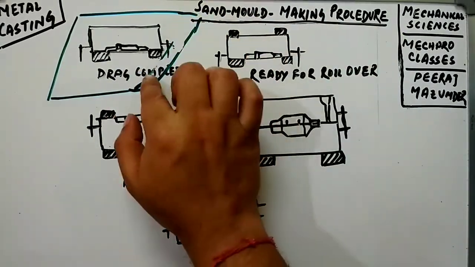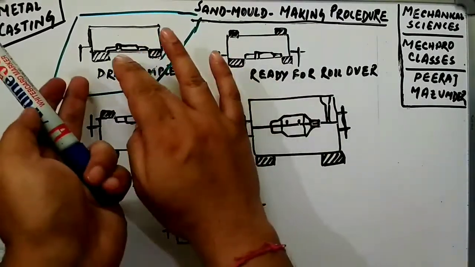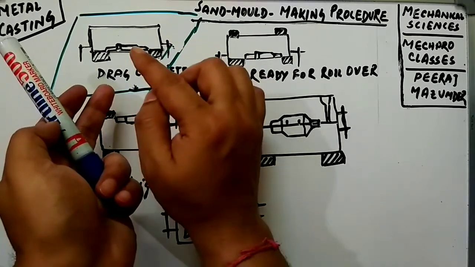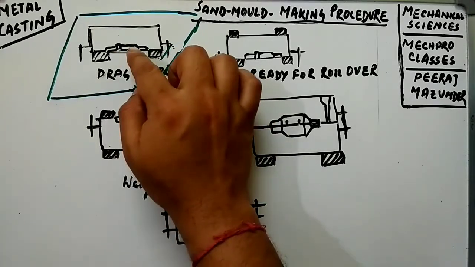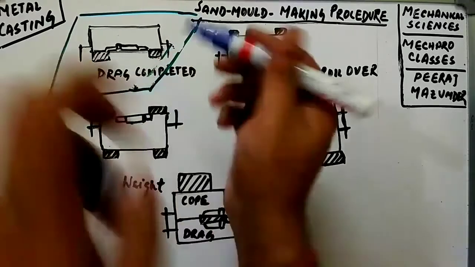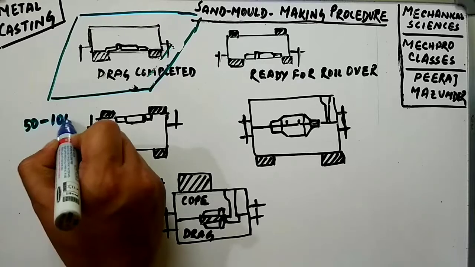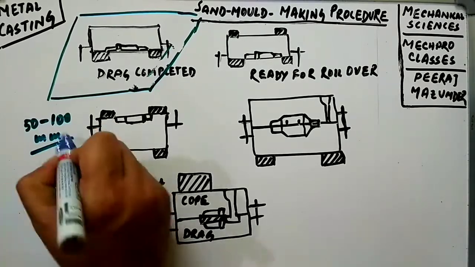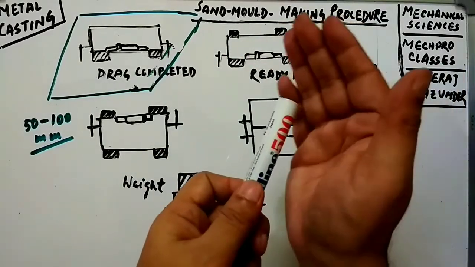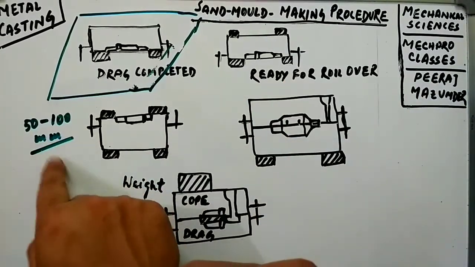Now next, there should be enough clearance between the pattern and the walls of the flask. This is the flask. The clearance we usually keep in performing this remains around 50 to 100 millimeter. The clearance between the pattern and the walls of the flask is around 50 to 100 millimeter.